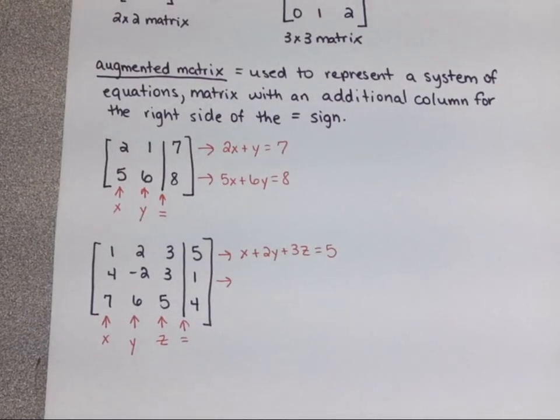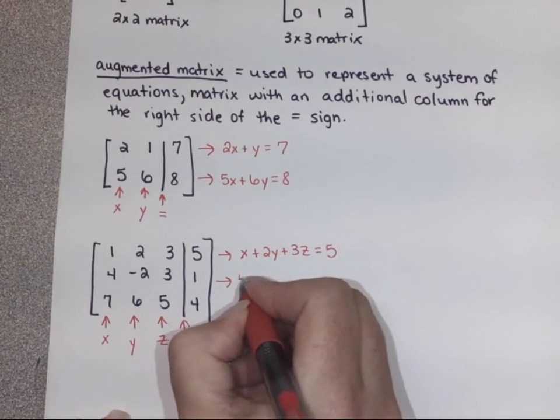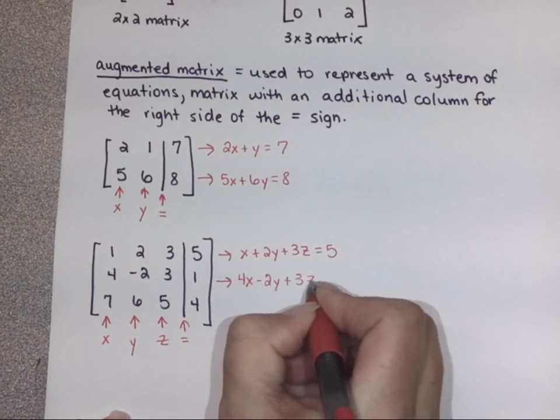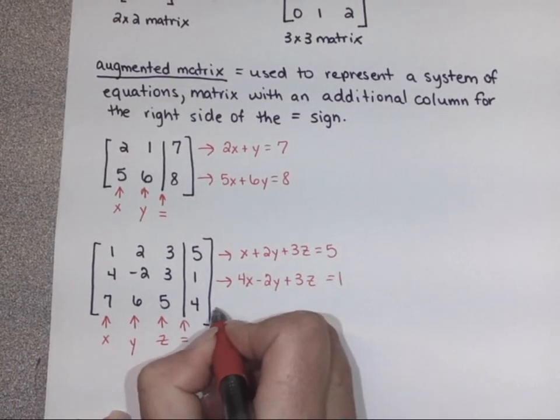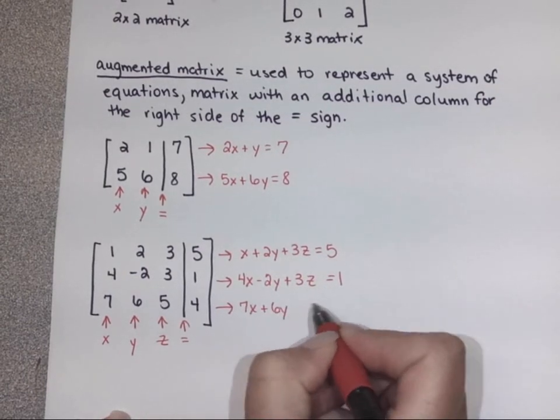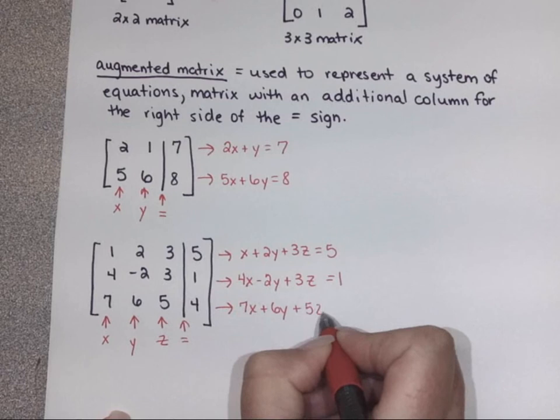What about the second row? How would you read the second row if we're going x, y, z, and then an equal sign? 4x minus 2y plus 3z equals 1. And then same thing with the last one. So it just goes in x, y, z order.